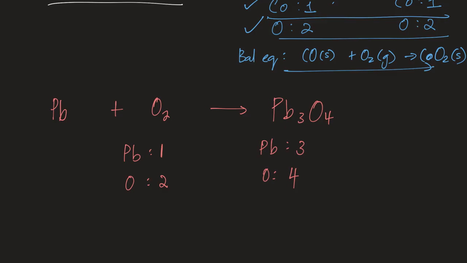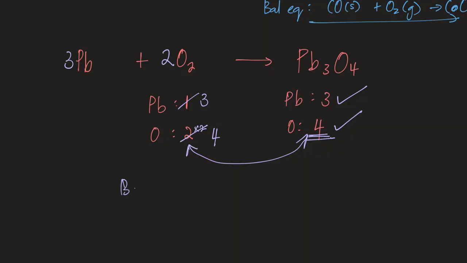So my lead's not working out. On my left hand side, I'm going to put a 3, and my lead's going to become 3. Now my oxygen's sitting at 2 and 4. The nice thing about 2 and 4 is that 2 times 2 gives me 4. So I'm going to put a 2 in front of my oxygen there, and my oxygen is now 4. So my lead is 3 and 3, balanced. My oxygen is 4 and 4, balanced. When I write my balanced equation, I'll say 3Pb plus 2O2 gives me Pb3O4.